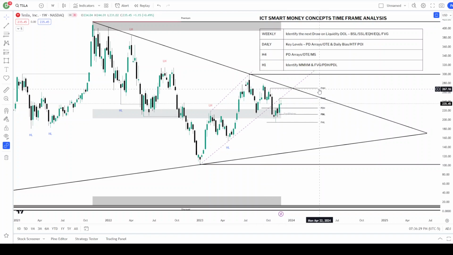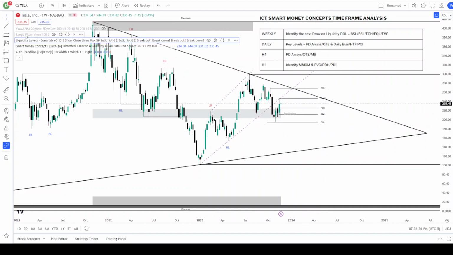Also, you can see this week I have my previous month high, previous week high, previous day high, and lows on there. That's going to be found in your Smart Money Concepts tool, and that's Smart Money Concepts by Lux Algo.